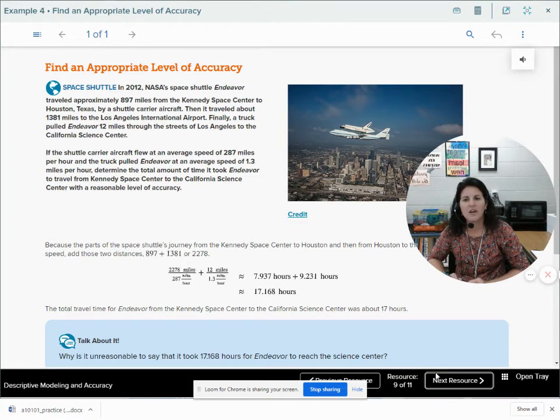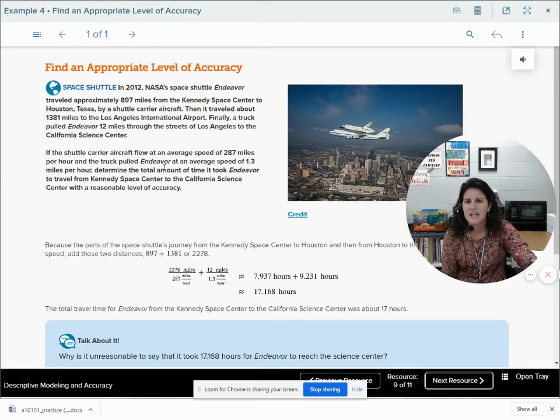If the shuttle carrier aircraft flew at an average speed of 287 miles per hour, and the truck drove at an average speed of 1.3 miles per hour, determine the total amount of time it took the Endeavour to travel from the Kennedy Space Center to the California Science Center with a reasonable level of accuracy. So first, let's begin by looking. It traveled 897 miles by a shuttle carrier aircraft.